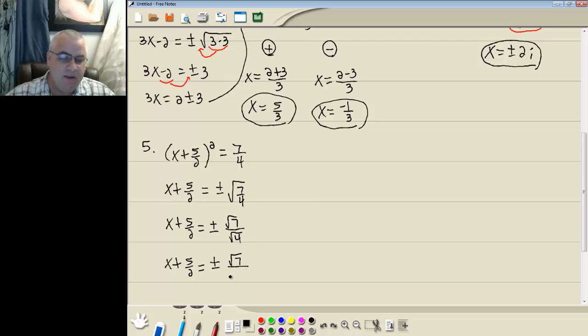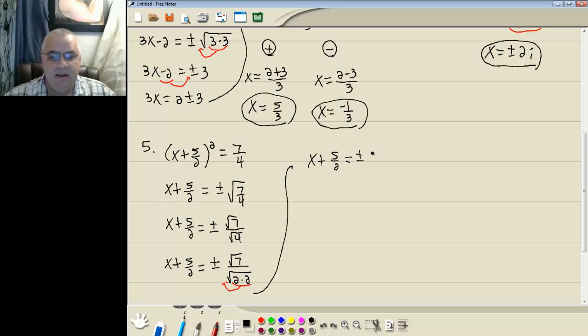If it's square root of 4, 4 is 2 times 2. So we can simplify this radical. Remember with square roots, looking for pairs of something. Here's a pair of 2's. They're going to come out in front as a single 2. So we got x plus 5/2 is equal to plus or minus square root of 7 over 2.